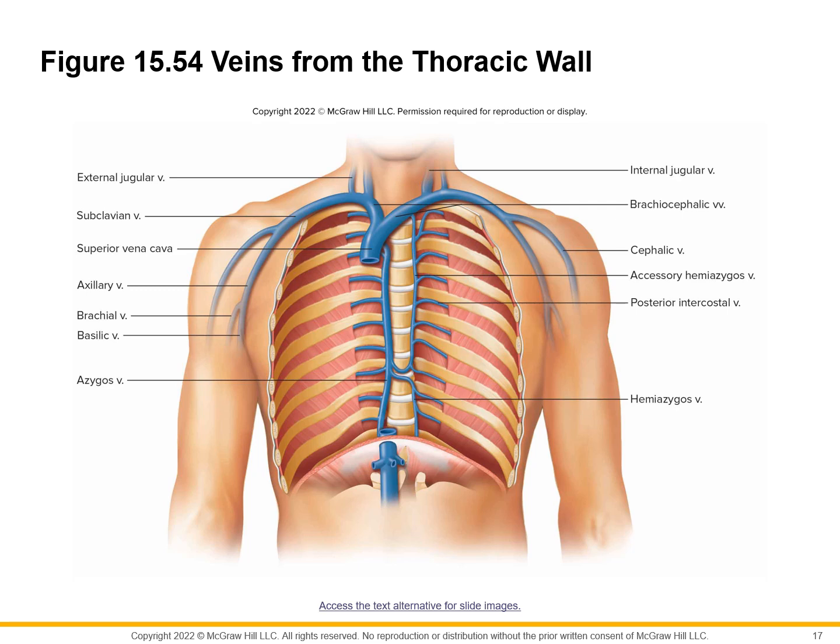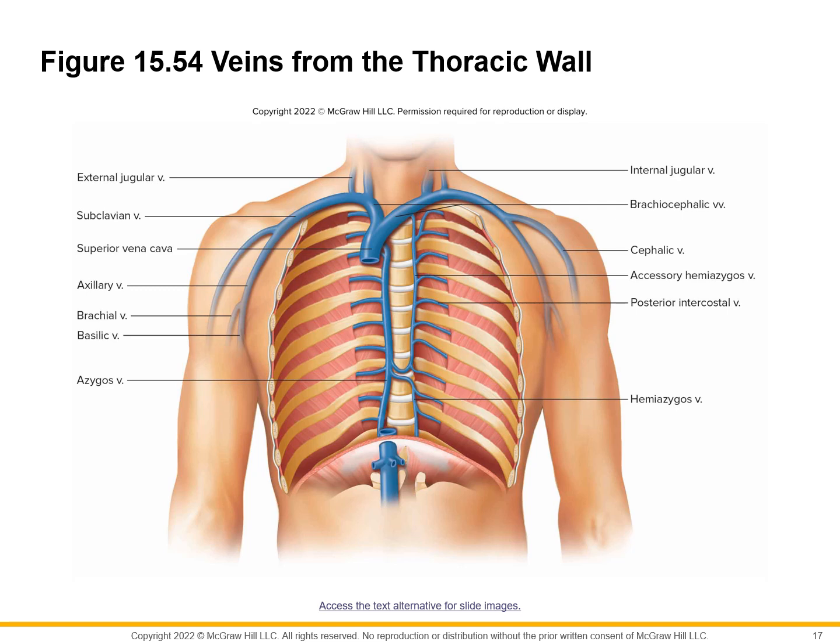subclavian, which drains all the upper limbs, superficial and deep veins, will join the internal jugular vein to form the right brachiocephalic. So this is a right brachiocephalic vein. In the left side, again, this is the left brachiocephalic vein. So the right and left brachiocephalic vein will join each other to form the superior vena cava.